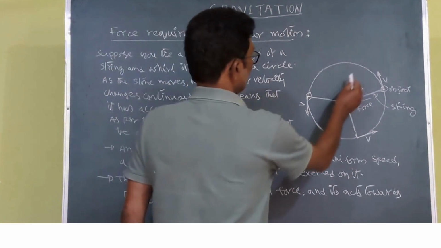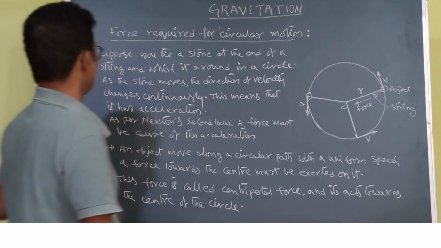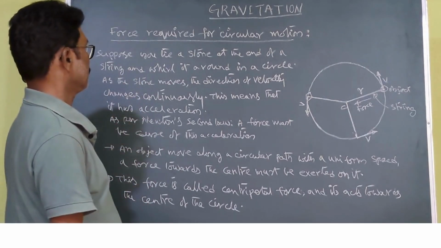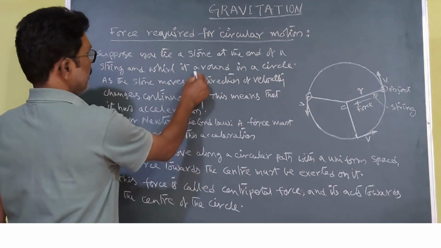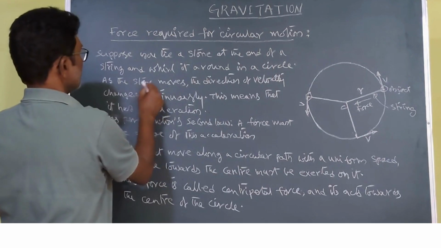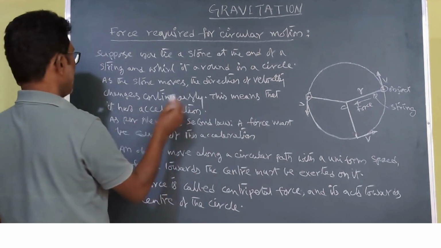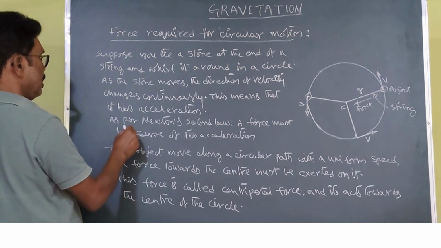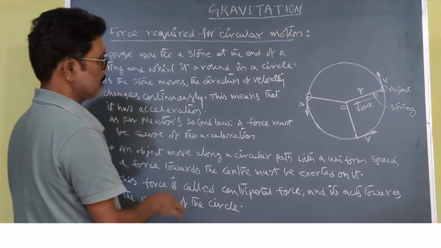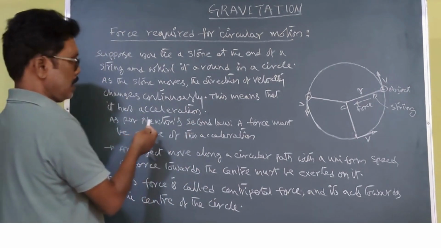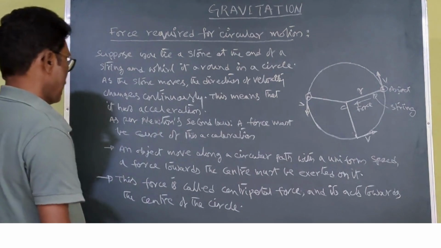Let us assume that this is the circle. You see this first statement. Suppose you tie a stone at the end of a string and whirl it around in a circle. As the stone moves, the direction of velocity changes continuously. This means that it has an acceleration. As per Newton's second law, F is equal to ma, so the force must be the cause of this acceleration.